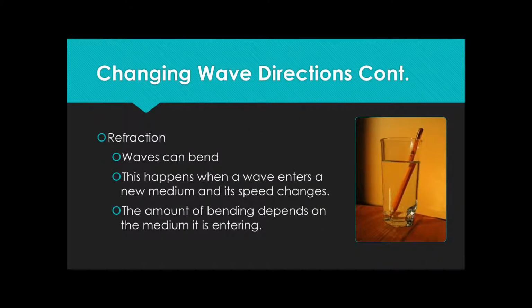Now the next one we're going to talk about is refraction. This is where waves can bend. Looking at the picture there, you've got a pencil in water, and it looks like the pencil's broken because of the fact that it entered a different medium. This happened because the speed changes. The speed is different in gas than it is in a liquid. And the amount of bending depends on the medium that it is going through. So this could be different if you froze this pencil into a block of ice.